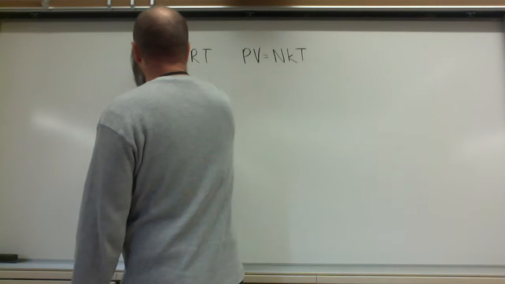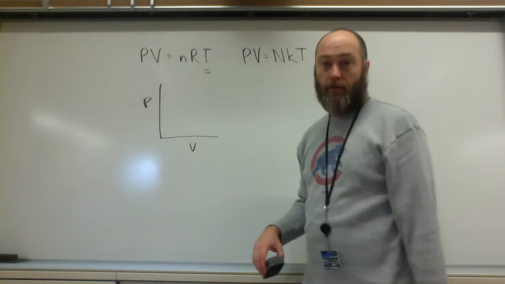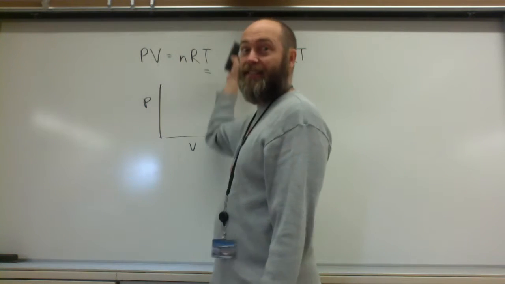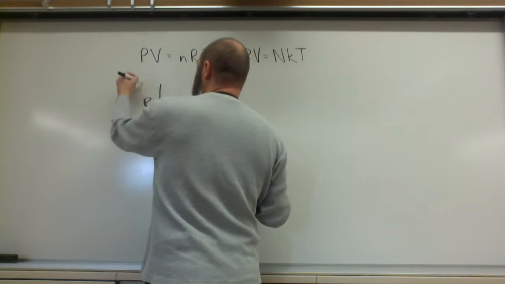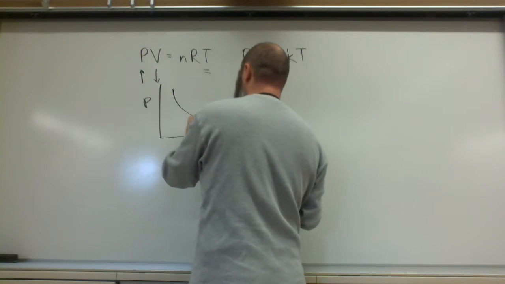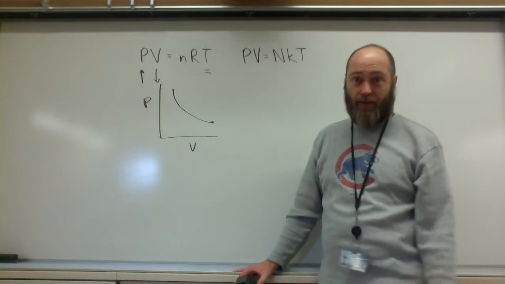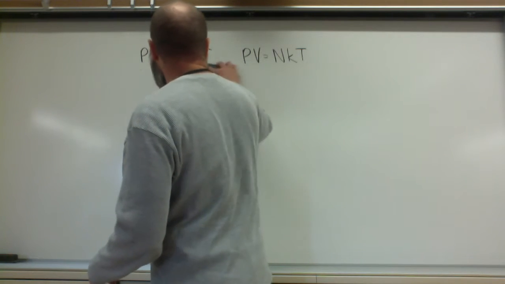If I had something where my temperature is constant, that means this whole side is constant, which means these two have to be inversely related. So if this goes up, this goes down, so you get an inverse graph, that type of thing. So hopefully that makes sense.